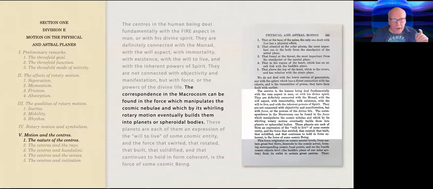Next, the correspondence in the macrocosm can be found in the force which manipulates the cosmic nebulae, and which by its whirling rotary motion eventually builds them into planets or spheroidal bodies. So the force at work that DK is describing here is Fohat, which in its involutional phase works to bind spirit to matter, to quote unquote harden the atoms, whether those atoms are a human being, a planet, or a cosmic nebulae.